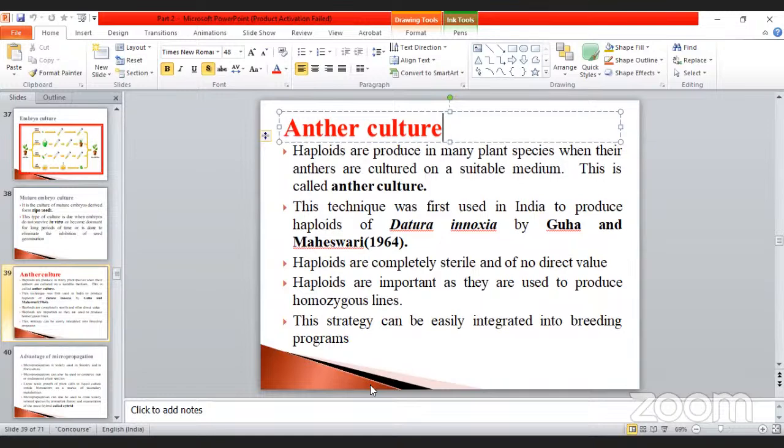First of all, you should note down what is meant by anther. Take any part of the plant body. There is a center, which is collectively called the ovary. It consists of the stigma, style, and ovary, isn't it, my dear? Followed by that, there are two anthers present in it.